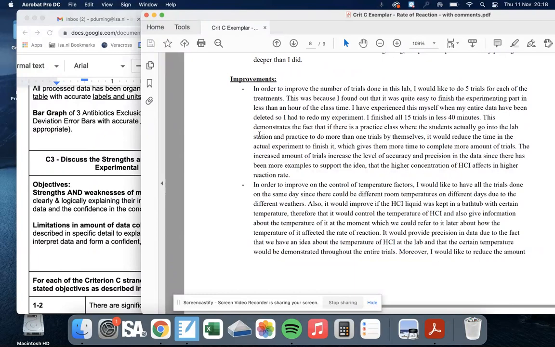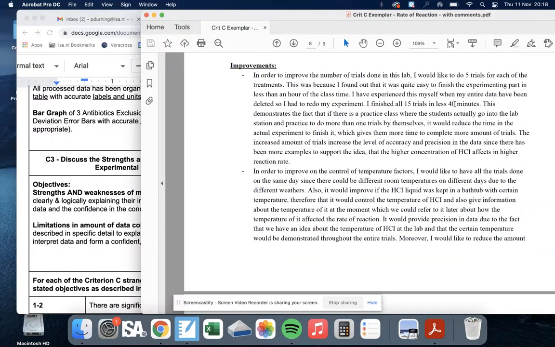And in the improvements, they've given lots of useful details, like improving the number of trials. They've suggested a specific number of trials that is more than before. And they've also explained why they think it's realistic. So they explain how long they think that increasing from 3 to 5 trials would take, and why they still think they would have enough time to do that in a normal class period.